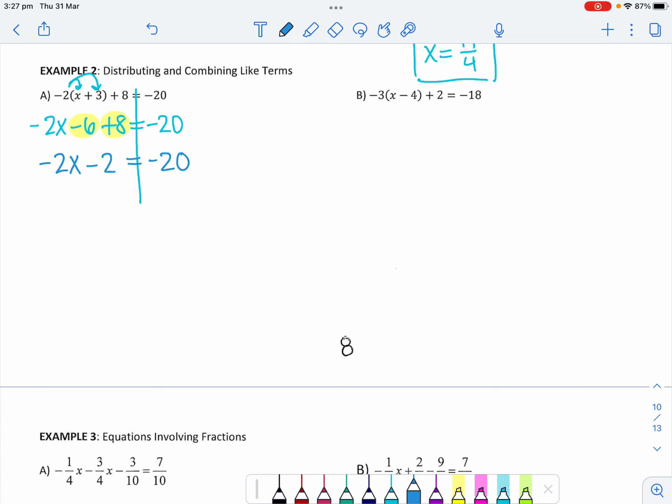And now I'm back to that two-step equation. So minus 2, -2x equals -22. And then I divide by -2, and x equals 11.